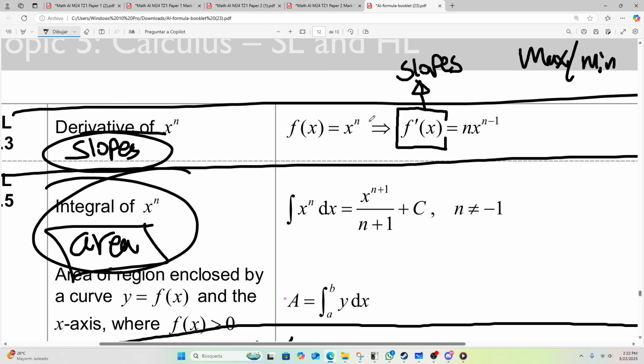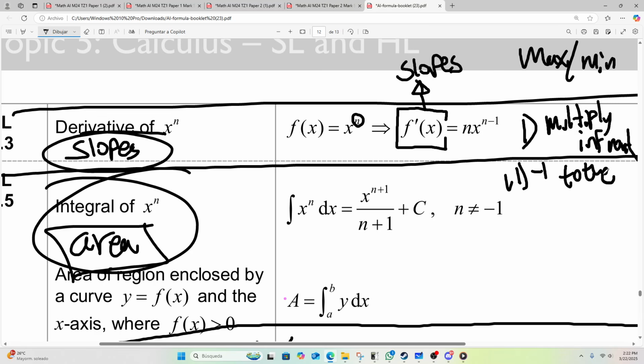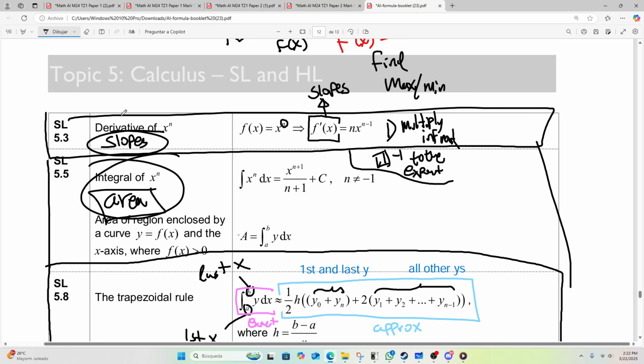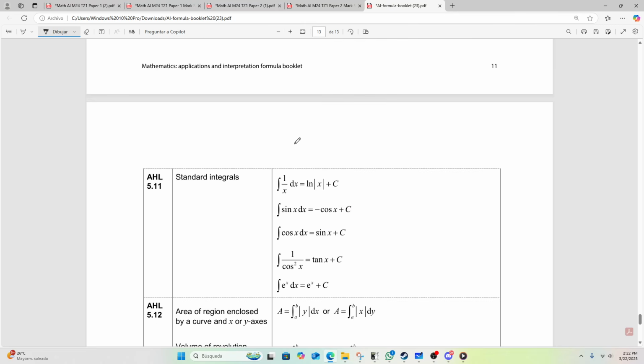All right, excellent. How do these actually work? Again, video in the description. But for derivatives, focus on how the n behaves. The n does two things, okay? It's going to multiply in front, and it's also going to get a -1 to the exponent. The integral is a little bit more weird, but again, check the video in the description. I'm much more concerned about you associating the integral with area and the derivative with slopes. All right? And that would be for topic 5.